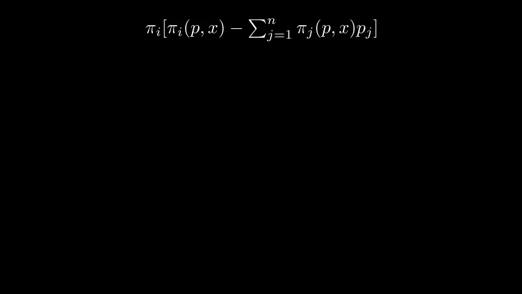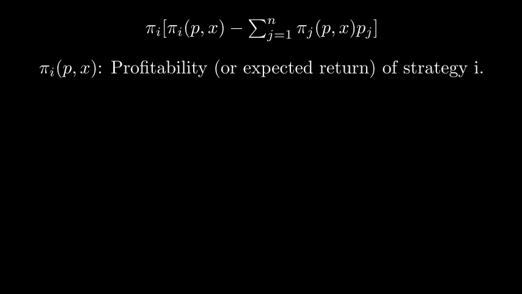First, let's look inside the brackets at the term pi sub I of p, x. This term, pi sub I of p, x, looks similar to our market share term, but it's a function. It represents the profitability or expected return of our specific strategy I. It depends on p, the distribution of all strategies in the market, and x, other external market variables like interest rates or volatility. In other words, a strategy's profitability isn't fixed. It depends on the overall market environment and what other traders are doing.